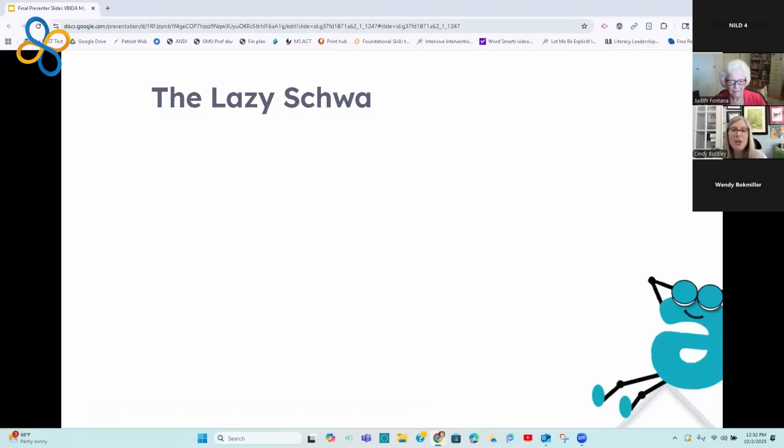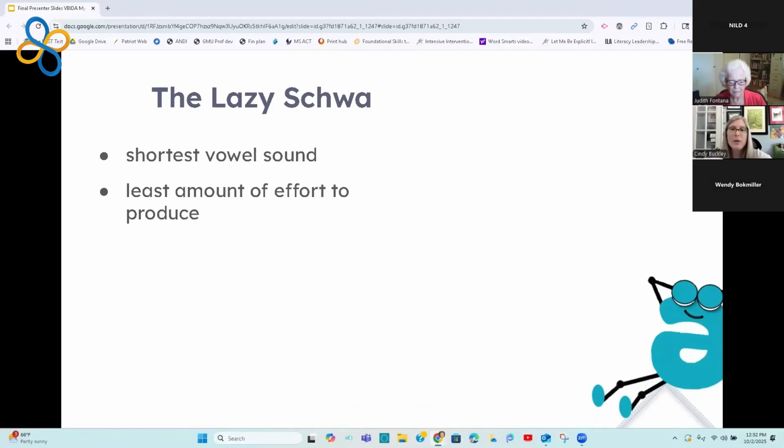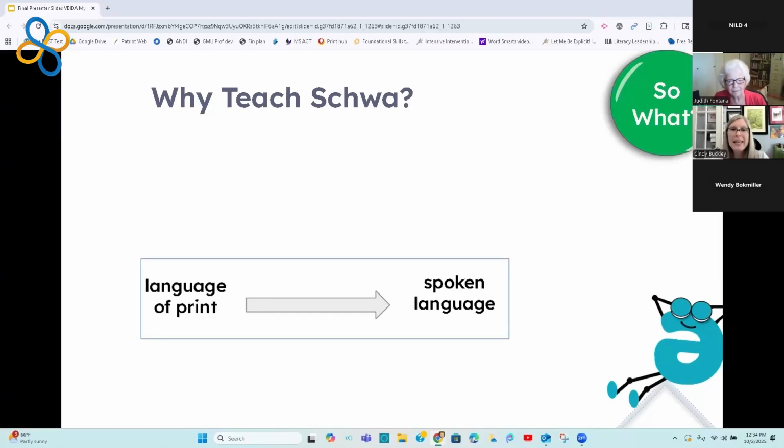So the schwa, you might have heard this before referred to as the lazy vowel sound. And the reason for that is because it is the shortest vowel sound. It requires the least amount of effort to produce compared to all of the other vowel sounds. Think again about linguistic distance. If the language of print and our spoken language don't match up, and it doesn't match those expected phonics patterns, we may have difficulty with reading and spelling.